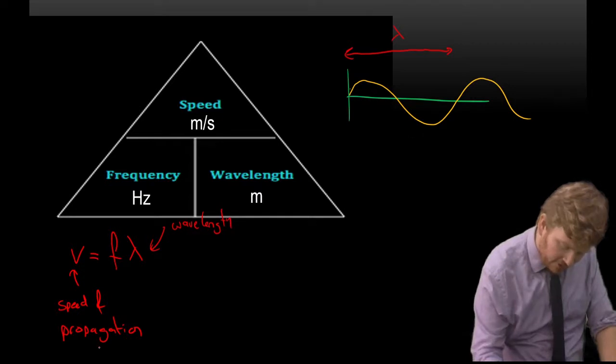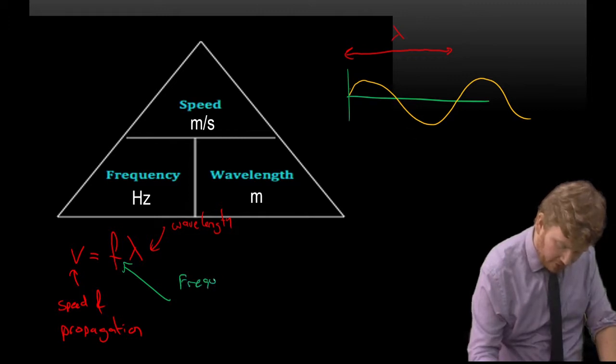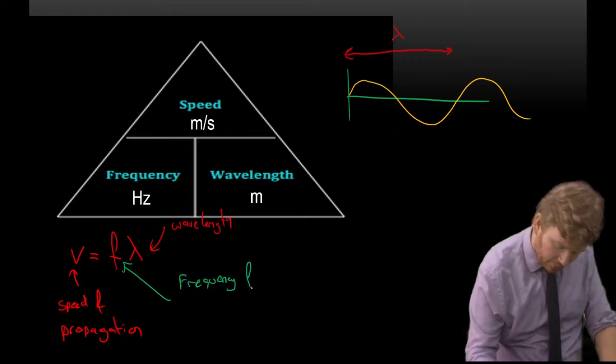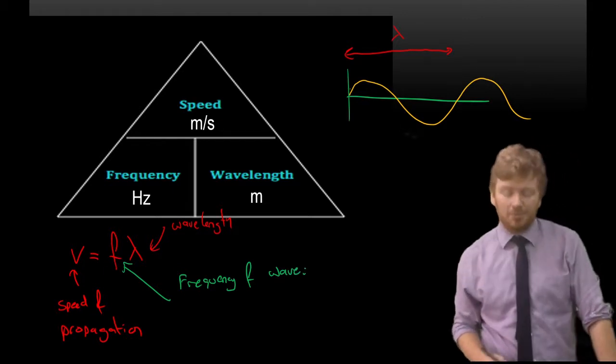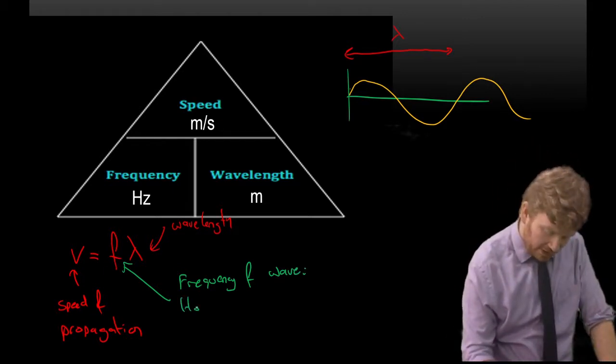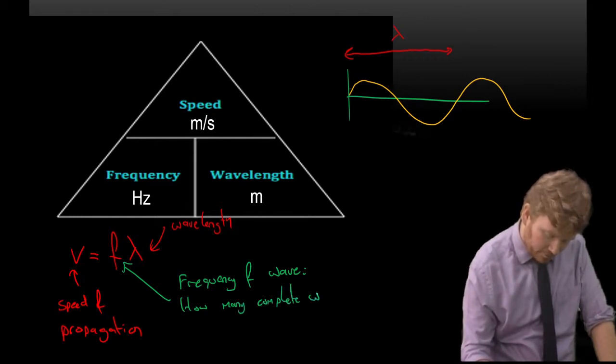And then we have this idea of F. So what is F? F is the frequency of the wave. And what does that mean? It means how many waves per second. How many complete waves pass a point per second.